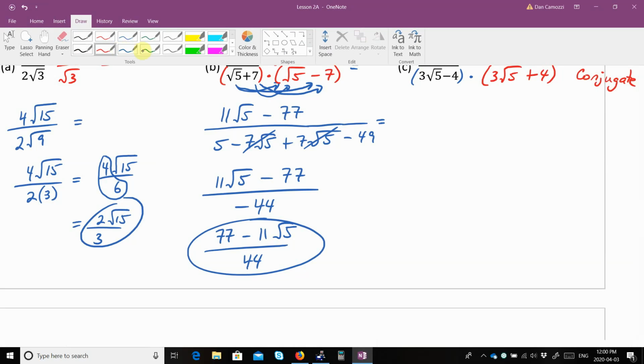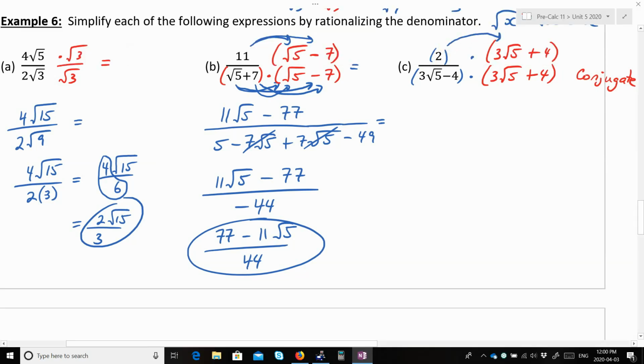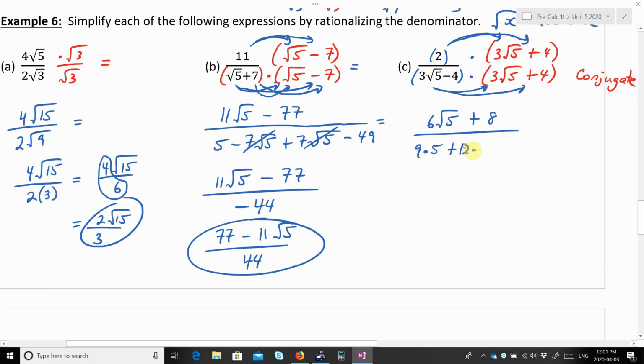Okay, so let's do front door bomber. 2 times 3 root 5 is 6 root 5, and 2 times 4 is plus 8. And on the bottom we have to do FOIL. 3 root 5 times 3 root 5, you go 3 times 3 is 9, times root 5 times root 5 is just going to be 5. 3 root 5 times 4 is positive 12 root 5. And then negative 4 times 3 root 5 is negative 12 root 5.